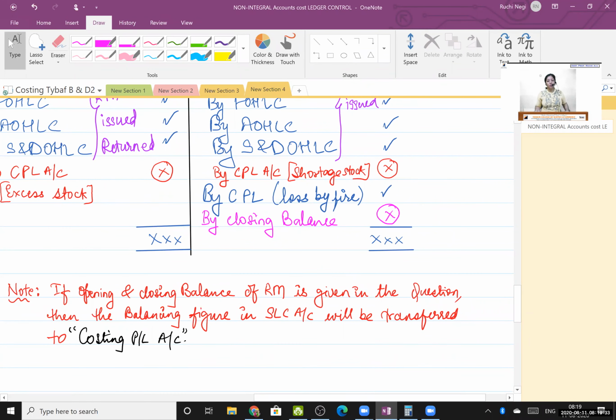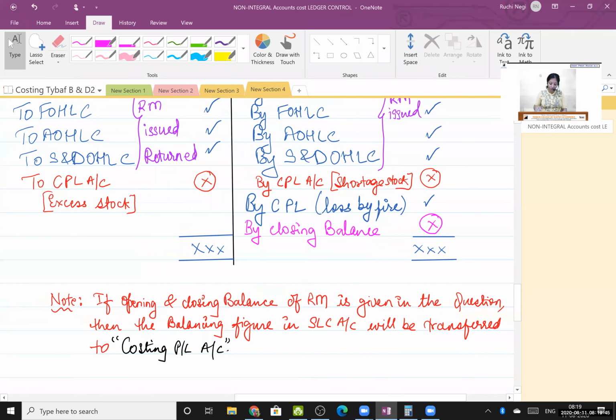If opening and closing balance of raw material is given in the question, then the balancing figure in stores ledger account will be transferred to costing period. Okay. And it is marked as shortage of stock if it is on the debit side, and it is known as excess stock if it is on the credit side. Okay.